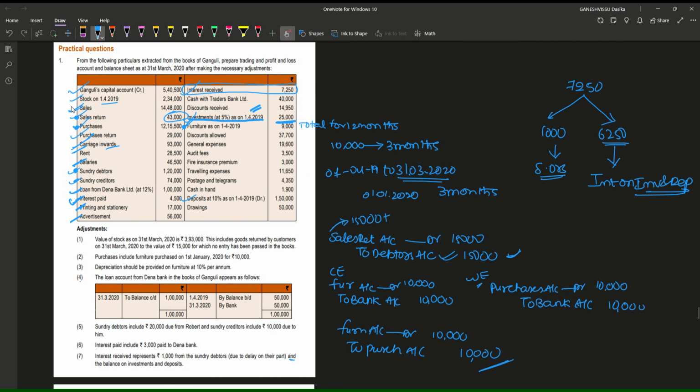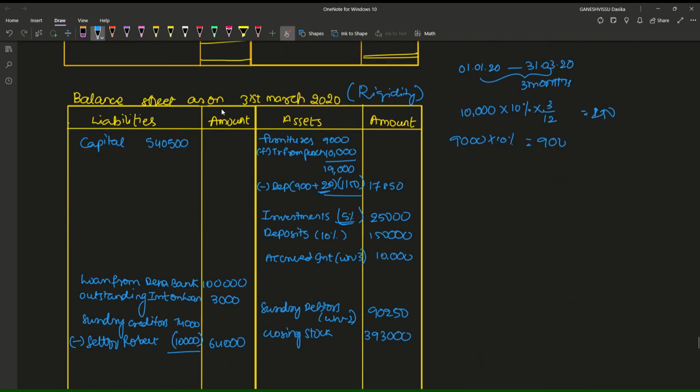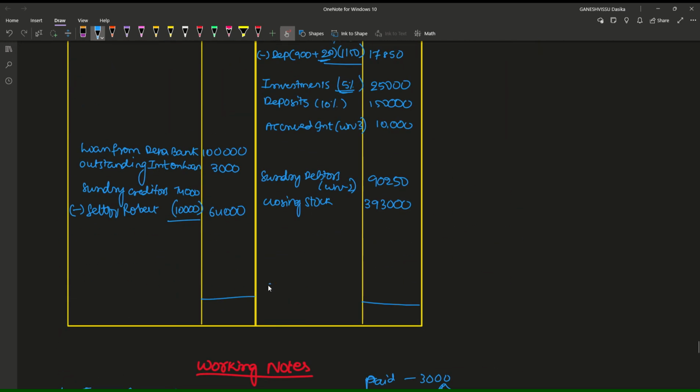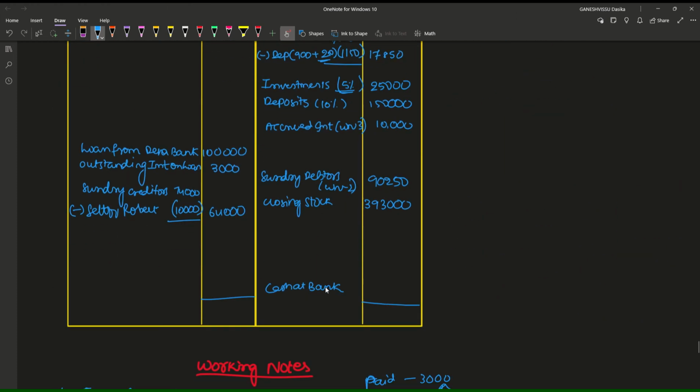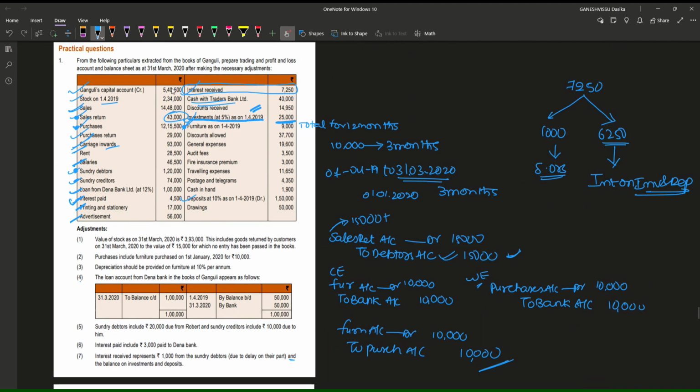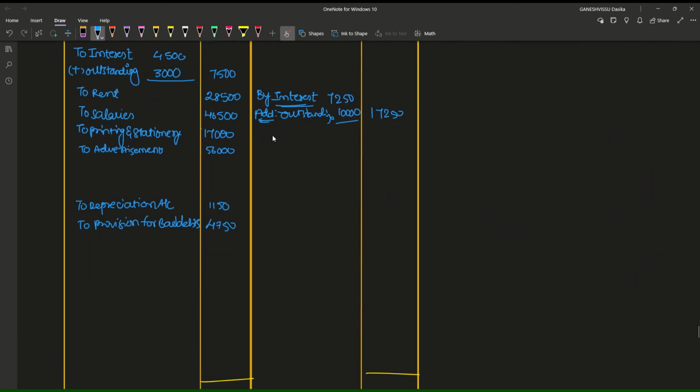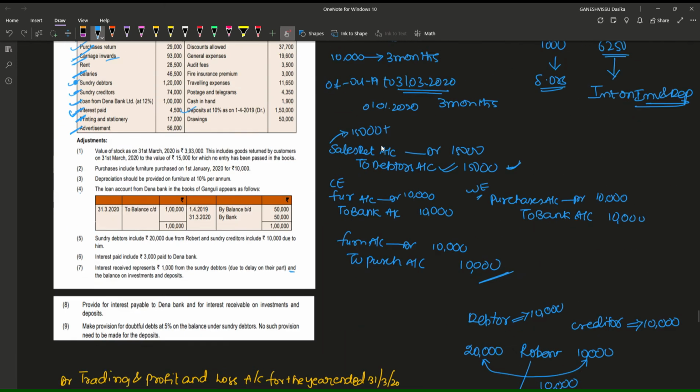Now we can go for interest receipt. Completed. We have written all the things. Cash with Traders Bank Limited. Cash at bank we can have at the end. We can have this cash at bank value 40,000. Discounts received. By discount received 14,950 rupees.